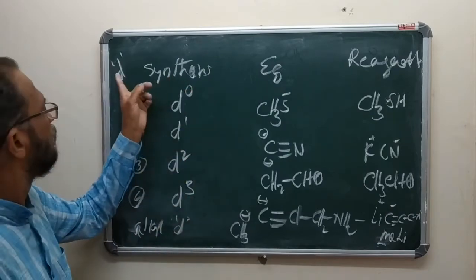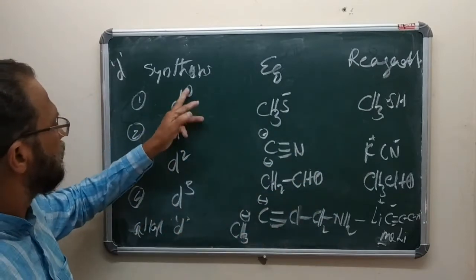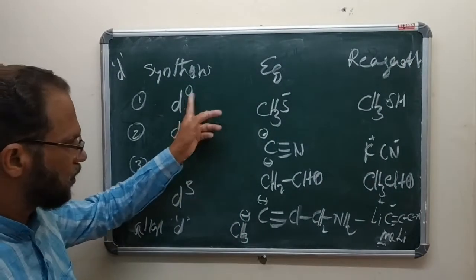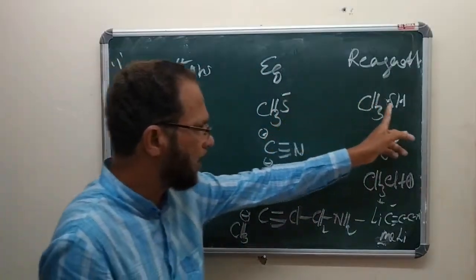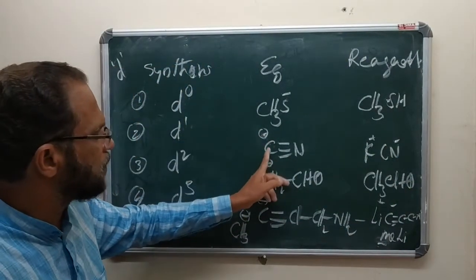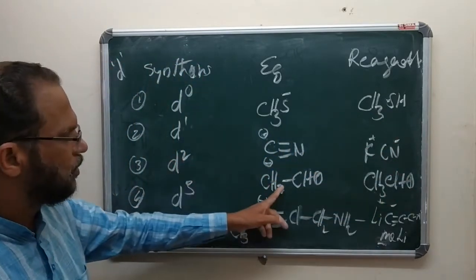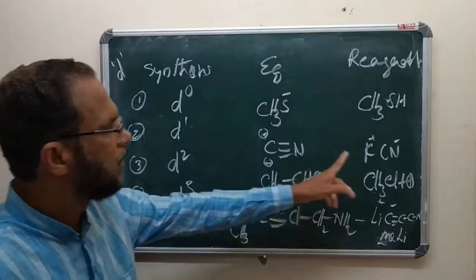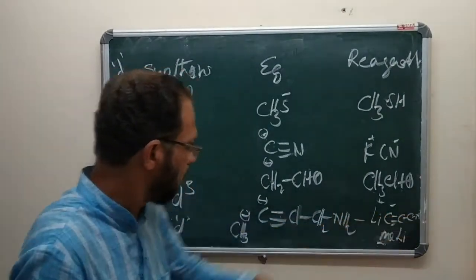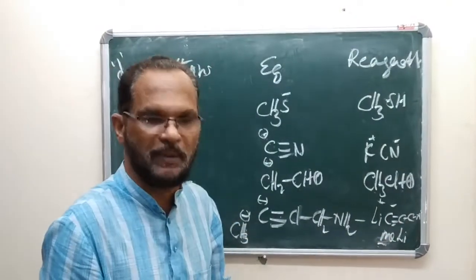So now, these are the various D0, D1, D2, D3 and the alkyl D synthons. D0, CH3S-, reagent is CH3SH. Then the D1 synthon, that is this carbon atom, cyanide, and the reagent is potassium cyanide. Then D2, this is CH2-CHO, reagent is acetaldehyde, then D3, this one, and alkyl D, this CH3- or methyl lithium.